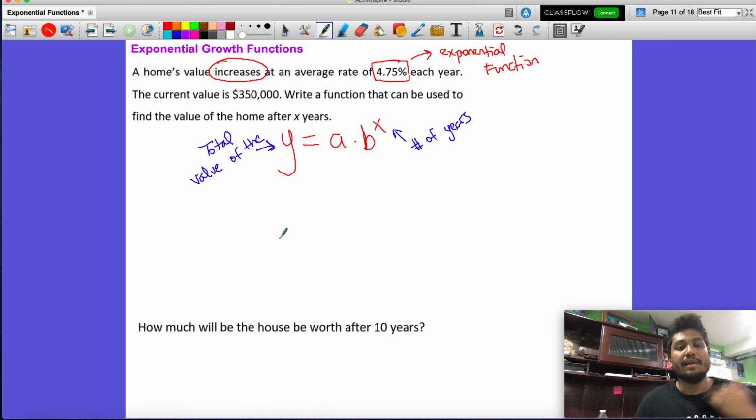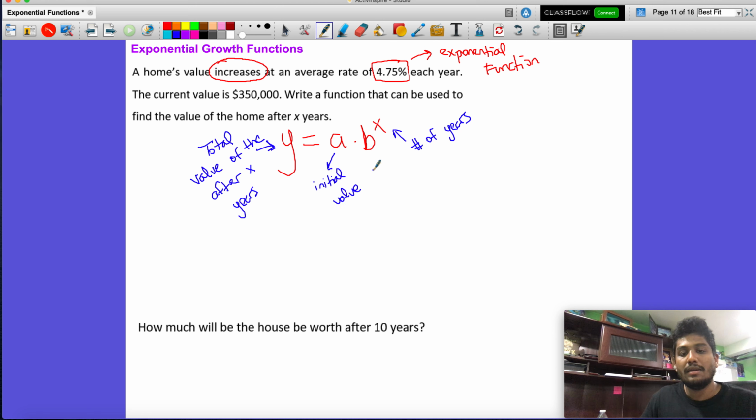We're talking about a house's value. The total value of the house after how many years? After x, because we don't know what x is yet. After x years. a is going to be the initial value. Notice that stays the same. b is going to be our base, or our growth rate. How much is it growing by? Once you've pulled together these pieces, that's all you really need to know. Honestly, it's just the a and the b that you need to know.